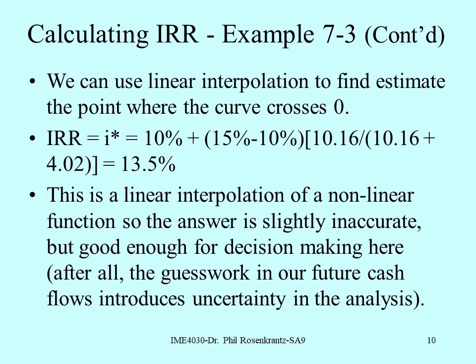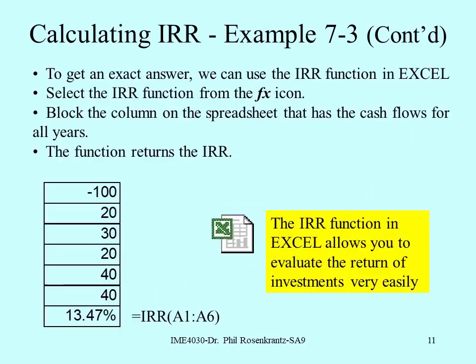Now keep in mind that this is a linear interpolation of a nonlinear function, so our answer is slightly inaccurate, but it's good enough for our decision-making purposes. After all, when you consider that all of our cash flows that we're using for years 2, 3, etc. are all guesses of the future, there's going to be a little bit of inaccuracy there. So a fraction of a percent error in our estimate probably isn't that critical. But let's go on to slide number 11, and let's look at how we could get an exact solution to that using Excel.